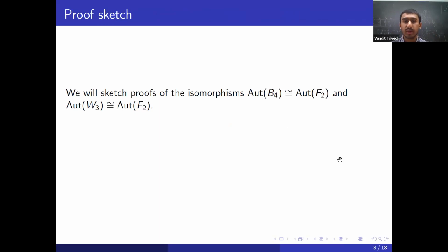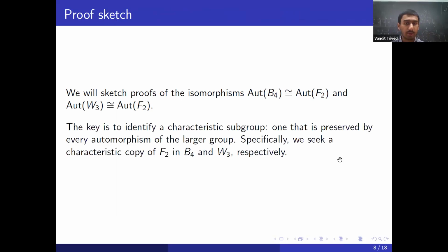What we're going to do is identify a characteristic copy of F2 in B4 and a characteristic copy of F2 in W3. And what I mean by characteristic is that the subgroup that's isomorphic to F2 is preserved by every automorphism of the larger group.